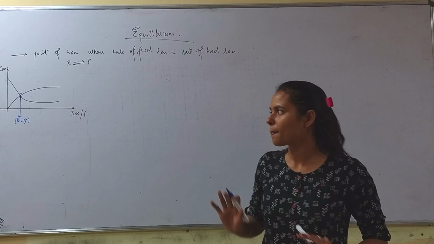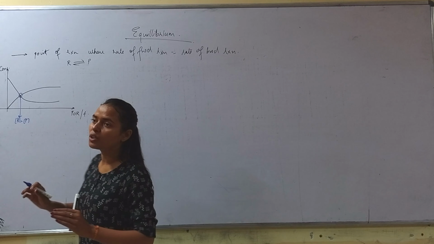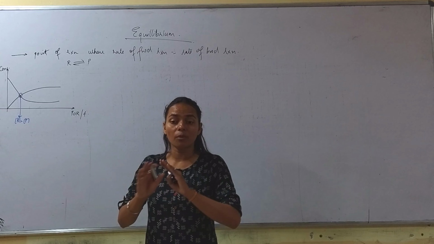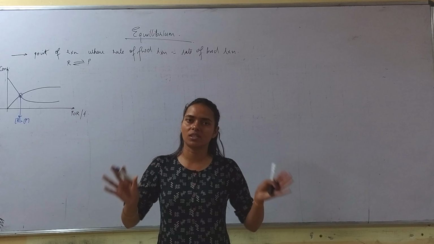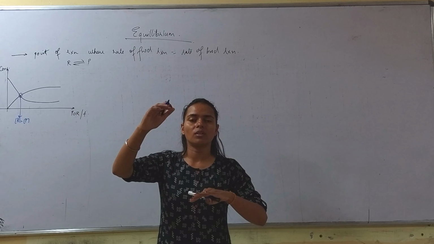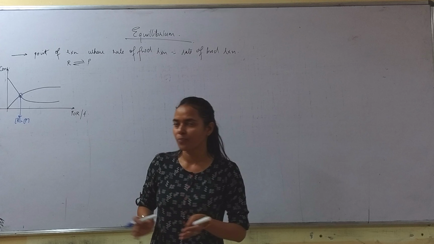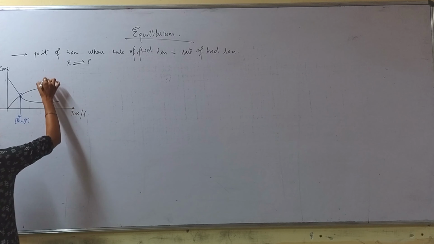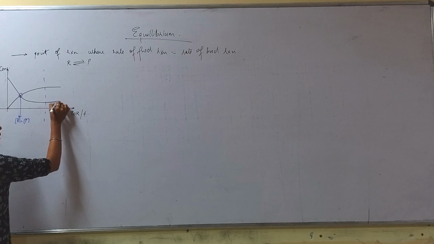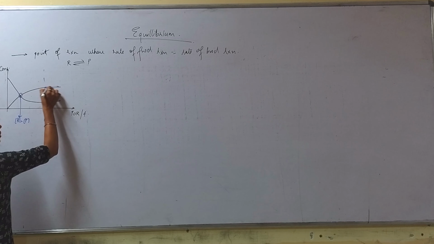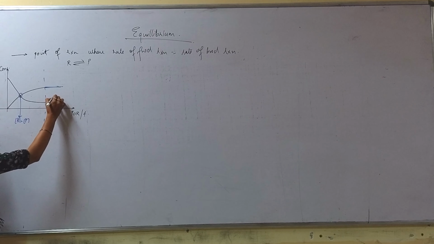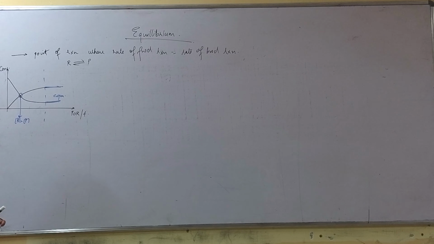No, not always. Equilibrium is when the amount of reactant and the amount of product formed is the same, constant. The reactant and the product concentrations become constant, and that has happened over here. This is the point where the reactant and the product concentrations have become constant. So this is the equilibrium point that we have reached.